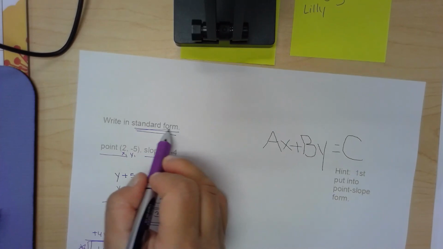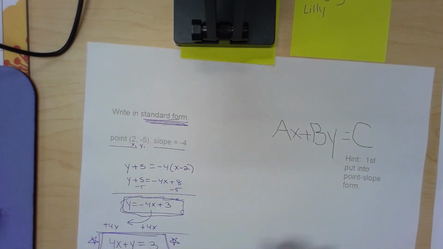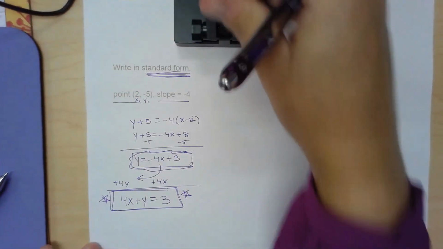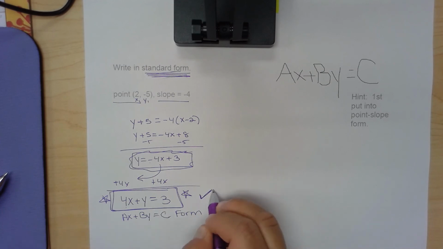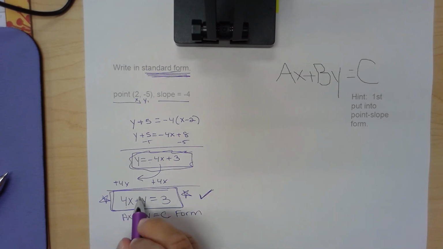All right, so just make sure you go back to see what the directions ask for. So if it's asking for standard form, make sure it's in ax plus by equals c form. And remember, a can't be negative, a, b, and c can't be fractions or decimals, so we should be okay. And I can't reduce the 4, the 1, and the 3.